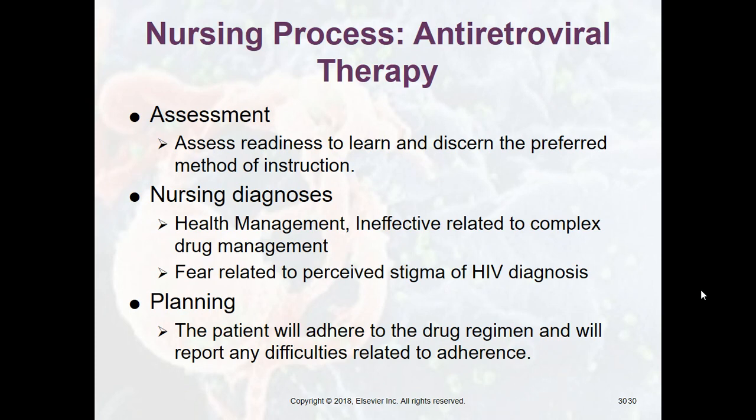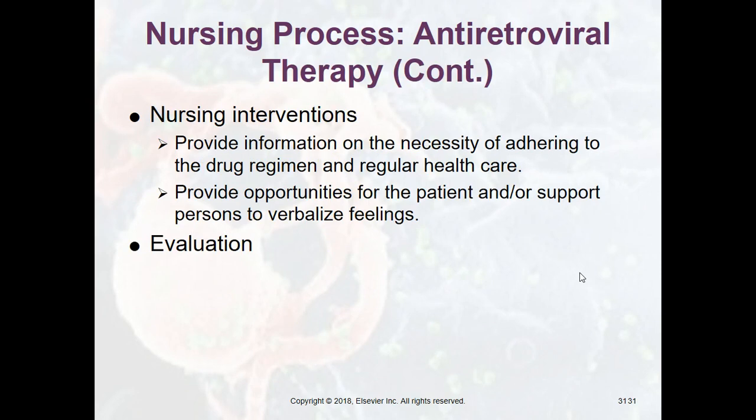As you saw in the previous video related to that, I believe it was in the DC, Maryland, Virginia area, where they have those patient centered medical homes that can address all of the needs that come with a patient diagnosed with HIV. So we want to plan our interventions to provide information on the necessity of adherence to their drug regimen and regular health care, provide opportunities for the patient or their support persons to verbalize their feelings, and then, of course, evaluate whether it's been effective.